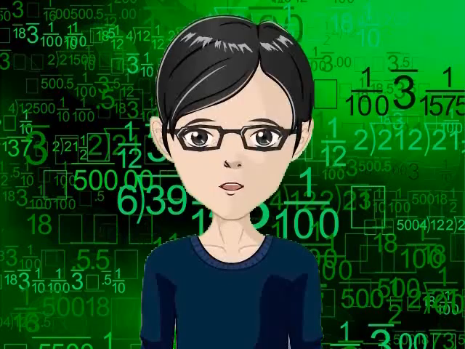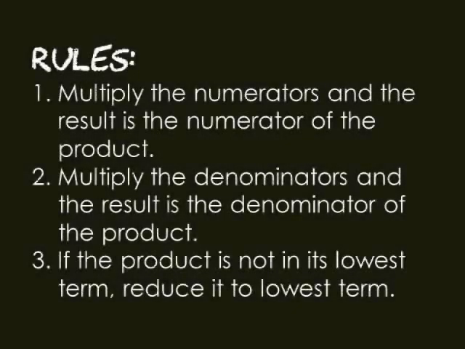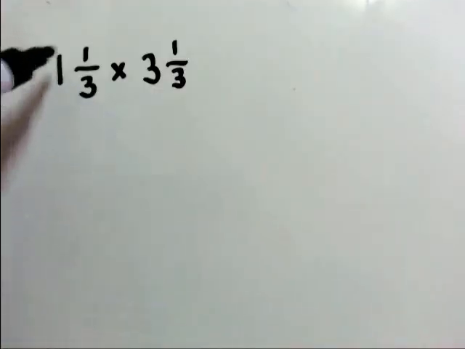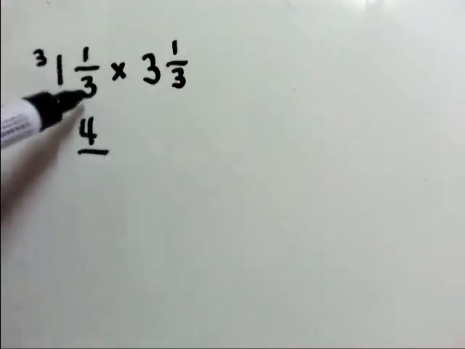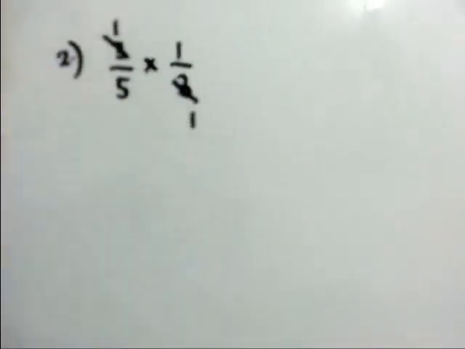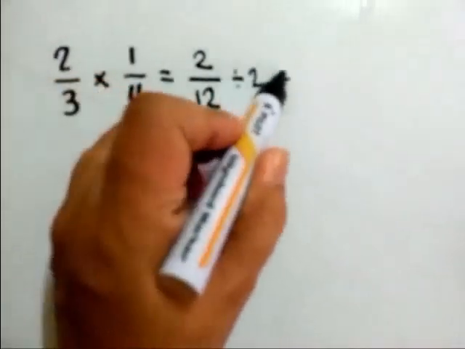Anyway, here are the things to remember before we end our lesson. The rules of multiplication: numerator times numerator, denominator times denominator. Converting mixed number to improper fraction. Cancellation. Reducing fraction to lowest terms.